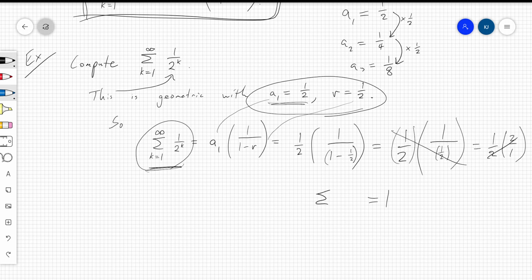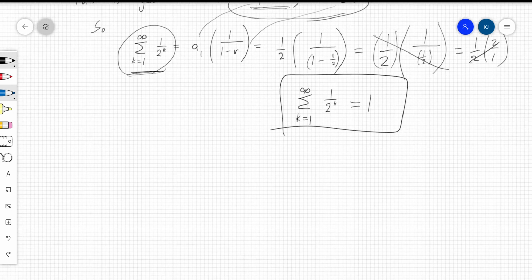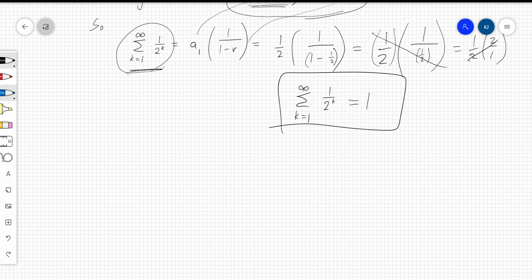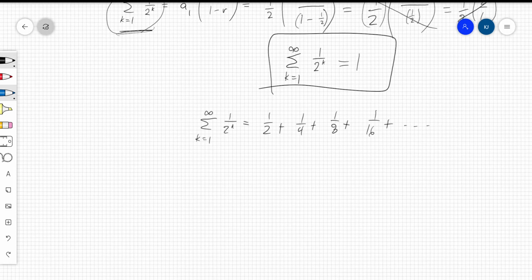So the sum from k equals 1 to infinity of 1 over 2 to the k is equal to 1. This is the sum that we actually computed at the end of the last summary video, because I justified it by showing a picture. So this was the sum from k equals 1 to infinity of 1 over 2 to the k, which is 1/2 plus 1/4 plus 1/8 plus 1/16 and so on. So you're just adding up reciprocals of powers of 2.